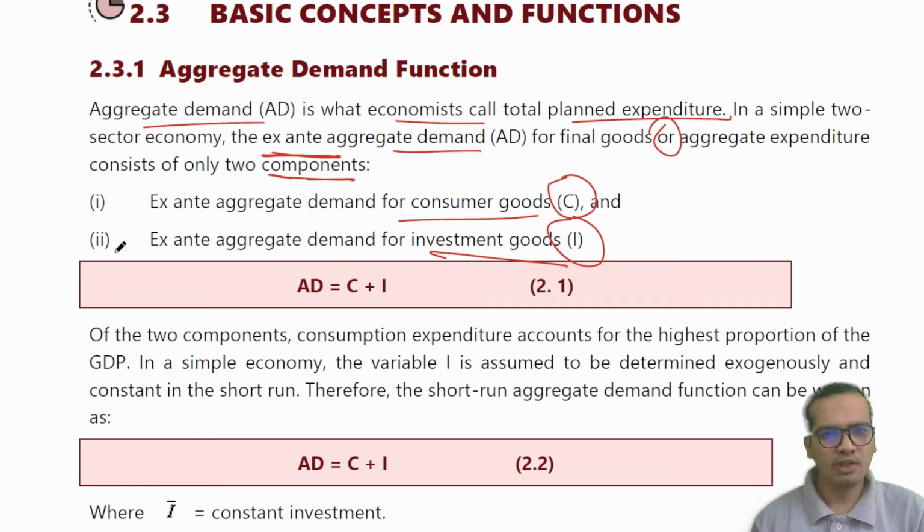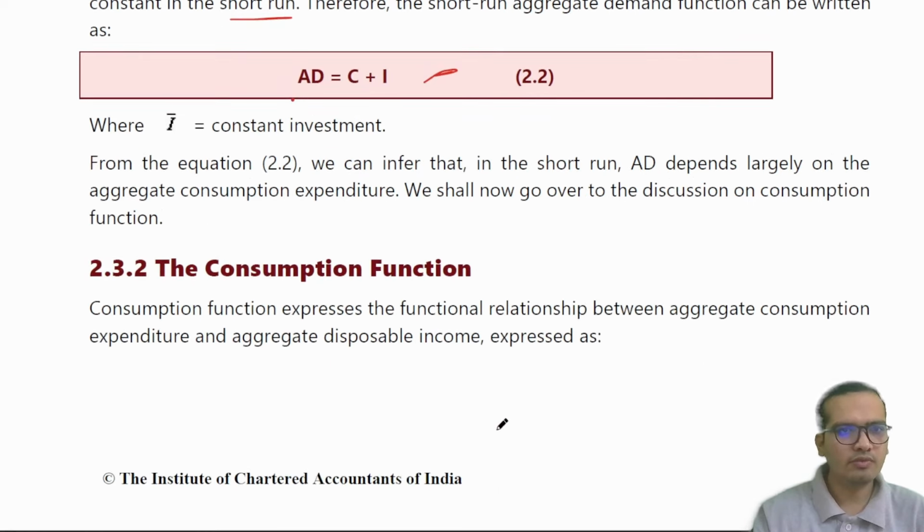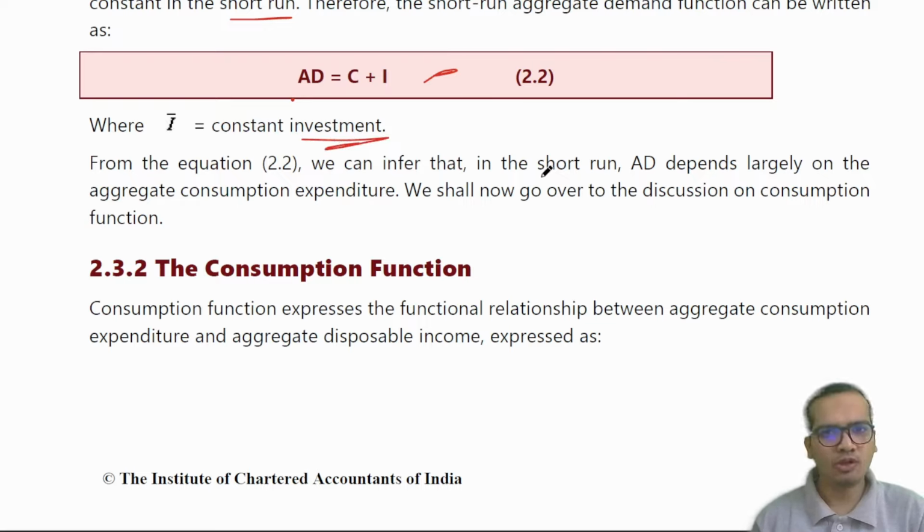Of the two components, consumption expenditure accounts for the highest proportion of the GDP. In a simple economy, the variable I is assumed to be determined exogenously and constant in the short run. Therefore, the short run aggregate demand function can be defined as AD equals C plus I, where I equals constant investment, mark this. From the equation, we can infer that in the short run, AD depends largely on the aggregate consumption expenditure. We shall now go over the discussion on consumption function.